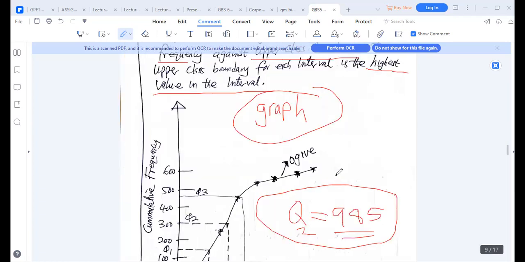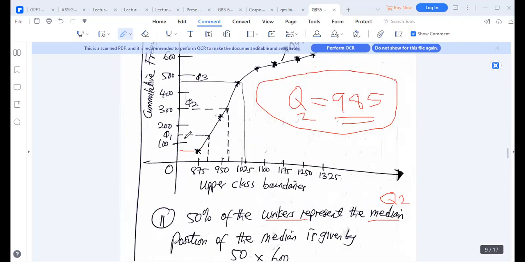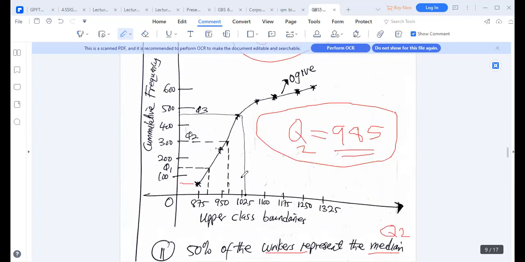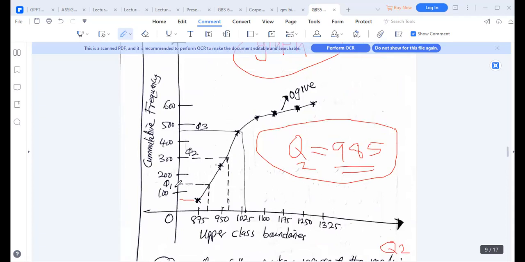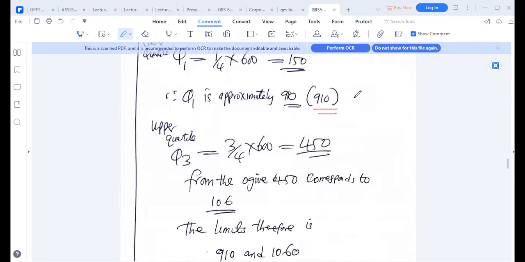So now we are going to have the lower quartile position, which is 1/4 of that. So it's 150. So we get 150 here, getting down to this. The lower quartile from the graph corresponds to 150. We draw here, and the lower quartile is approximately 910. That is the lower quartile. Q1 is 910.